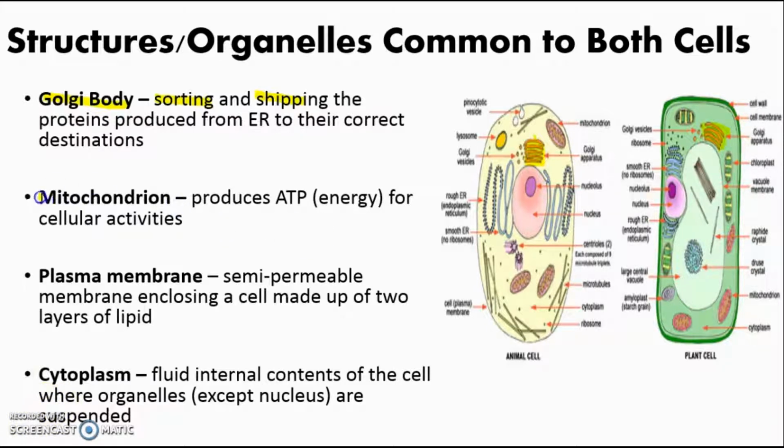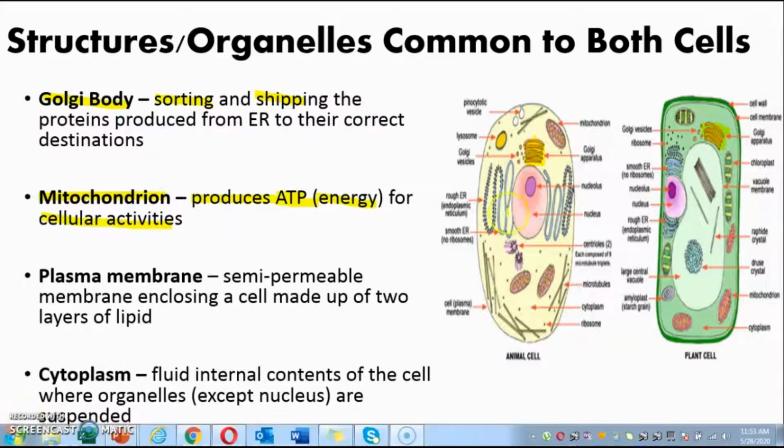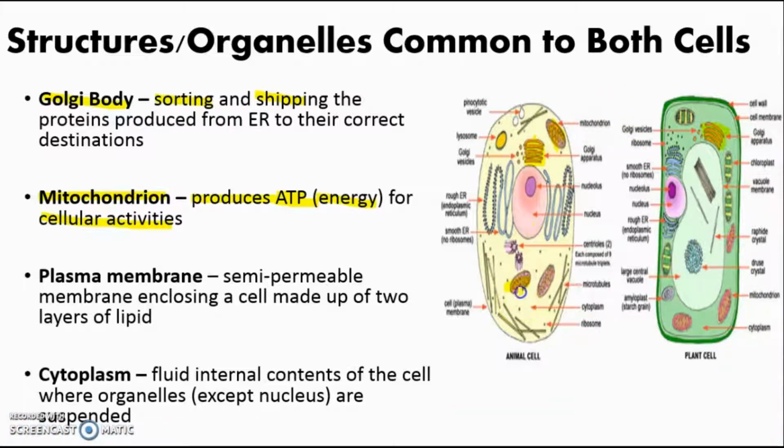Next organelle is the mitochondrion, plural mitochondria. These are important organelles of the cell because their main role is to produce ATP, or adenosine triphosphate. This is the energy currency of the cell. All cellular activities can only be done with the presence of ATP, or cellular energy. In the animal cell, mitochondria look like this. These structures right here are the mitochondria. In the plant cell, as you can see, there are also several mitochondria.